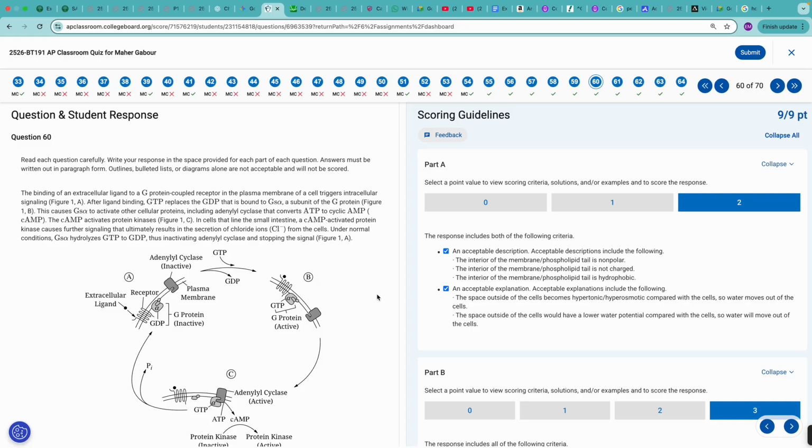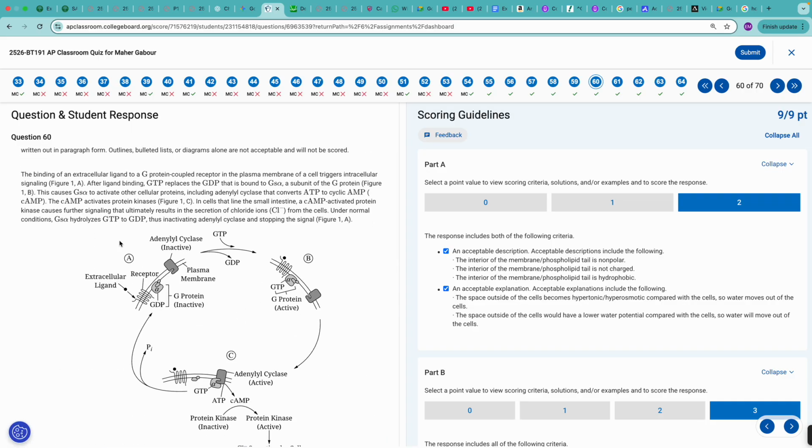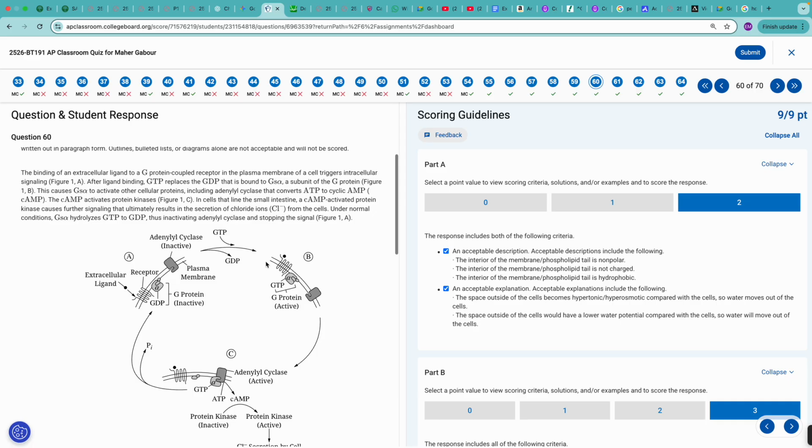Under normal conditions, Gs alpha hydrolyzes GTP to GDP, thus inactivating adenylyl cyclase and stopping the signal. That's the termination of the signal. I explained all of this in the chapter 4 summary, by the way, so if you don't understand anything from what I just said, you have to go watch the chapter 4 summary.